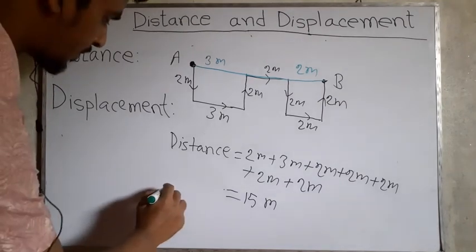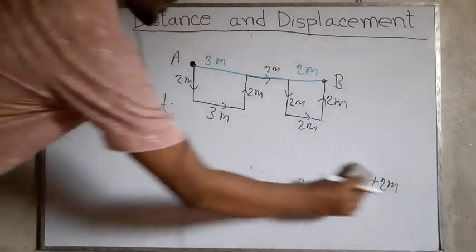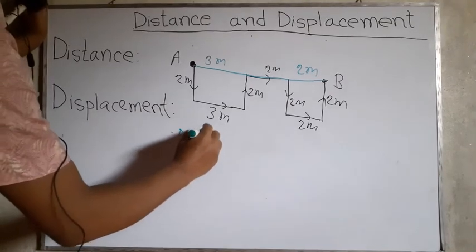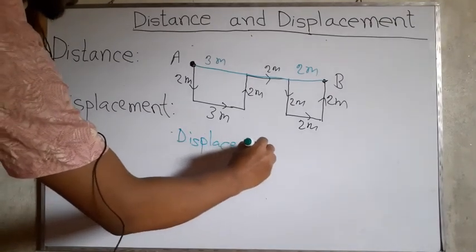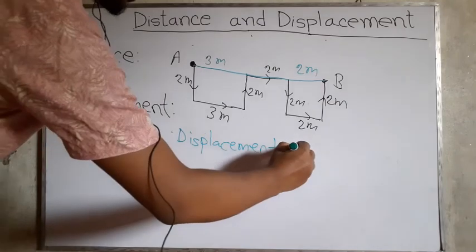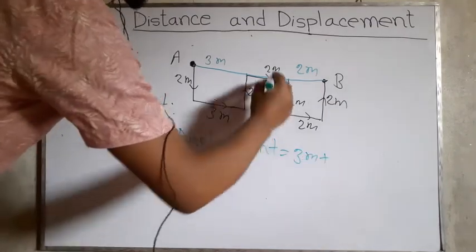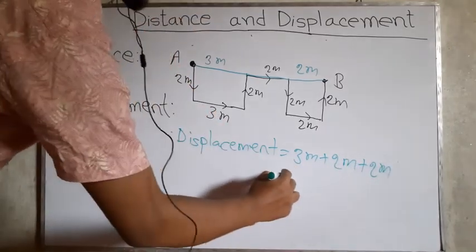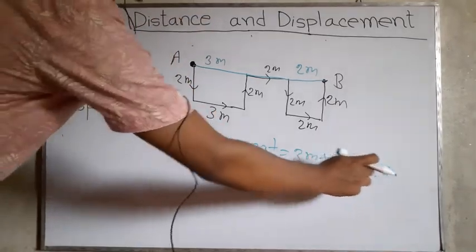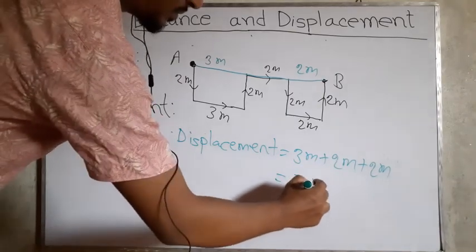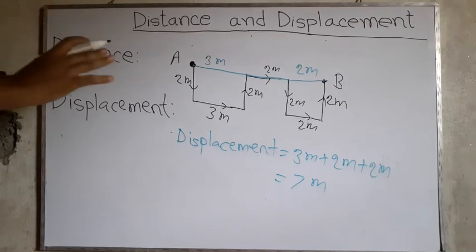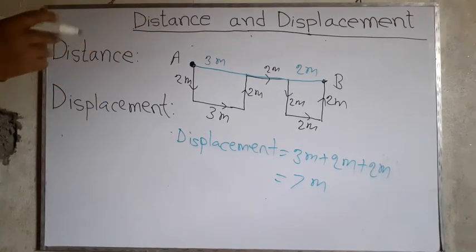Then we can write displacement is equal to 3 meter plus 2 meter plus 2 meter. This is equal to 3 plus 2 is 5, plus 2 is 7 meter. Here the distance is 15 meter and displacement is 7 meter.